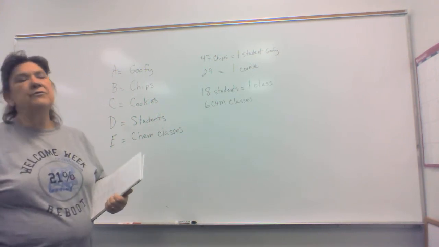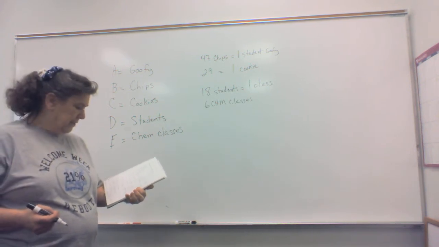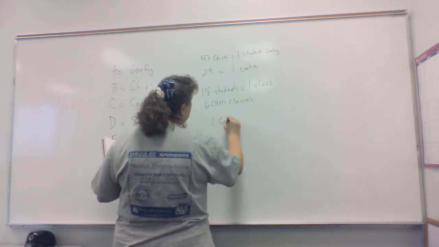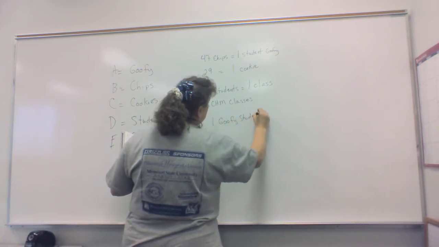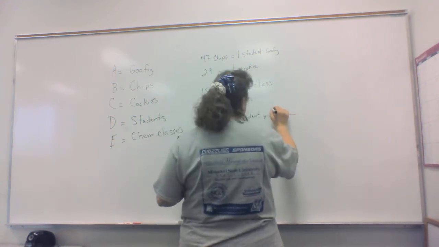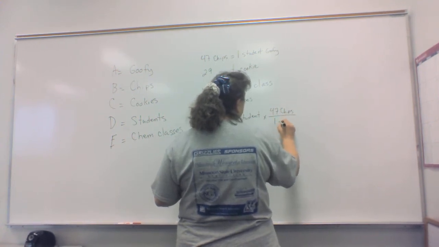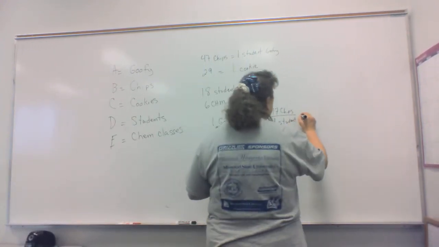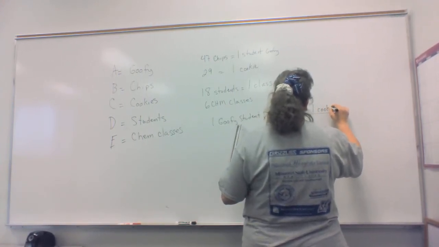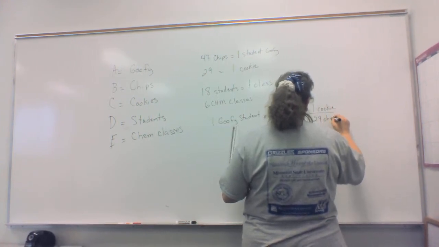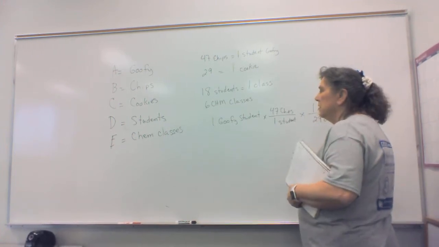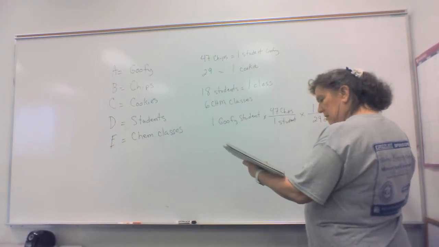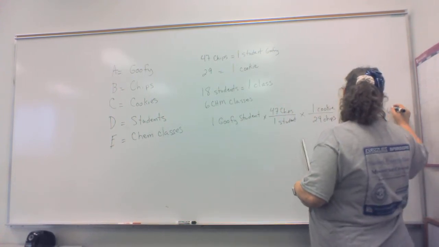To make one student goofy, how many cookies does it take? It takes more than one, that's for sure. So to have one goofy student, one goofy student times 47 chips to one student, because that's how many chips it takes to make one student goofy, times one cookie has 29 chips. And that's going to give you what? Well, 1 times 47 times 1 is 47. 1 times 29 is 29. Now, that is equal to 1.62 cookies.